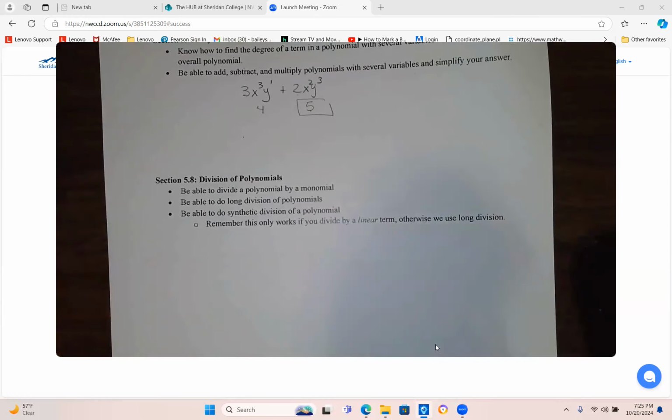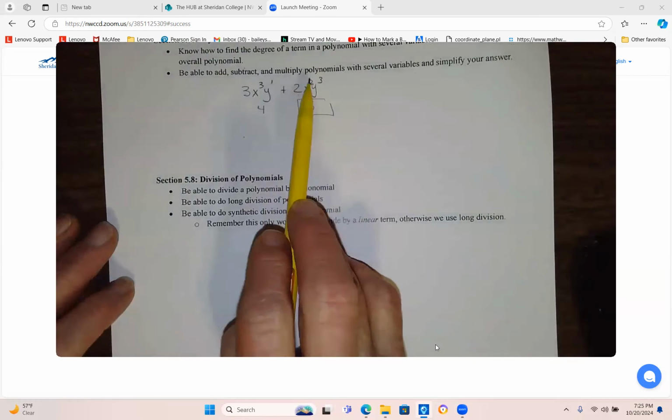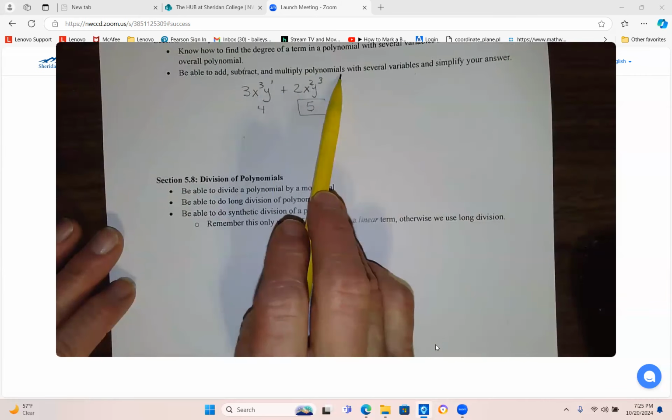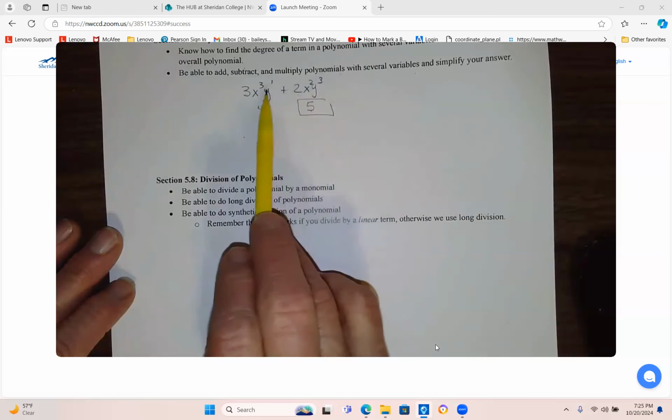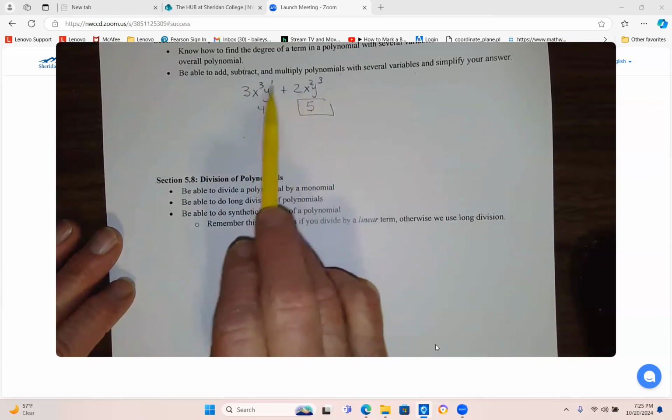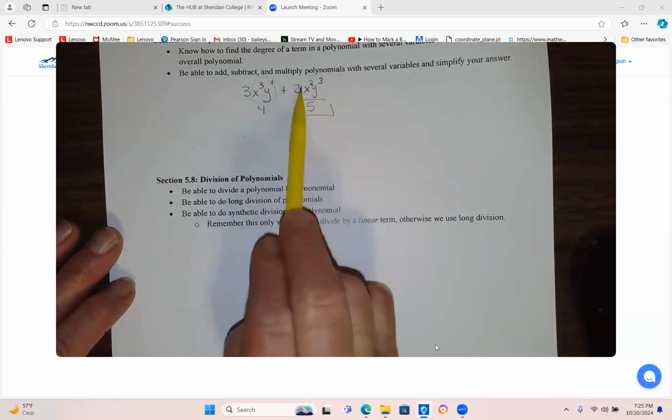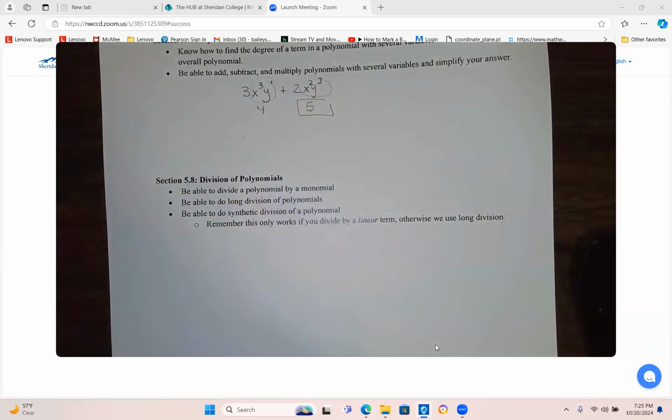And just remember that when you're adding polynomials with multiple variables, the groups have to match. So in other words, I could not add these groups together because the whole group has to match in order for you to add the coefficients in front.